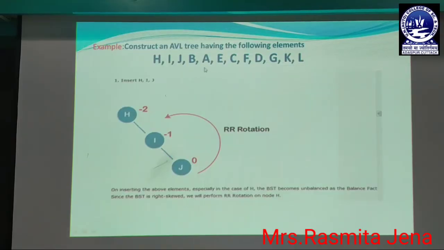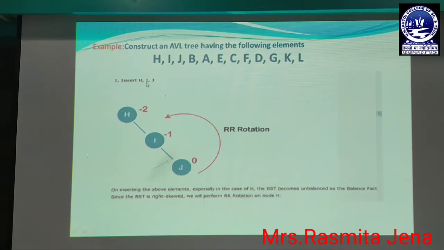Let us consider these nodes which are to be inserted into the tree to form an AVL tree, and first the nodes are H, I, J. So, first we insert H. When we insert H, let us calculate the balance factor of this node. As there is no node present in the left subtree and right subtree of this node, the balance factor is 0.